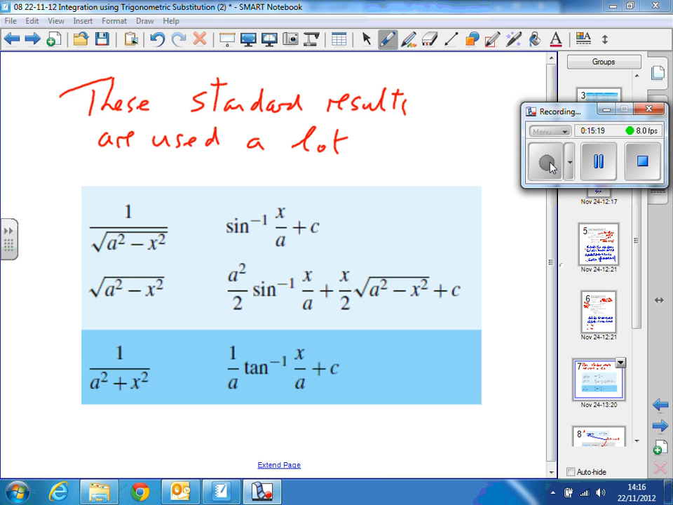What they're saying is that if I want to integrate something of this form with respect to x, then that's the answer. This is the solution. So that's a standard integral.